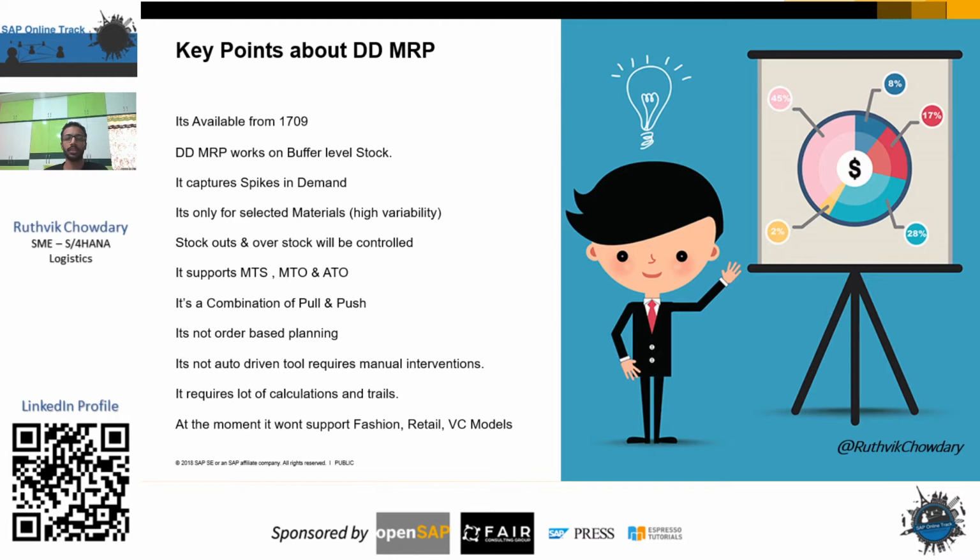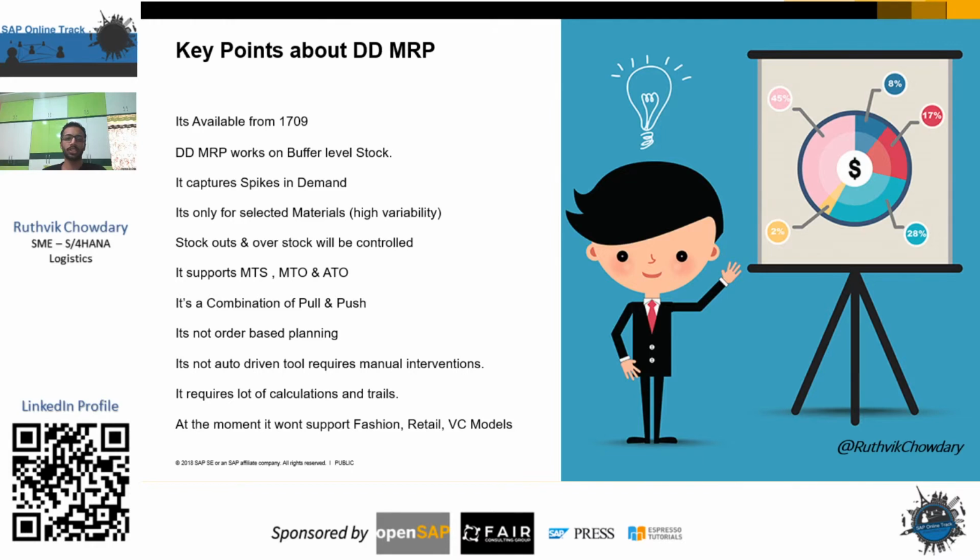It classifies the materials which have high variability. And it is not an auto driven tool. People might think that the system will automatically select the materials and do everything, but no, manual intervention is required. It is trial and error, because in the first go you won't get successful figures. After two to three rounds of observation, you finally arrive at a reasonable calculation. That is why some trial and error is required.